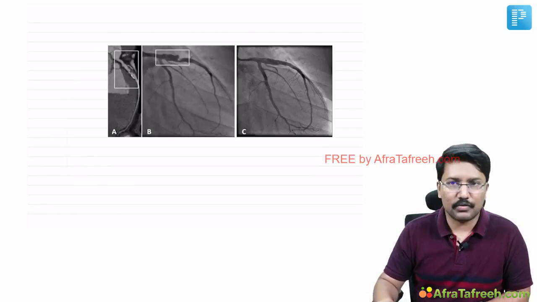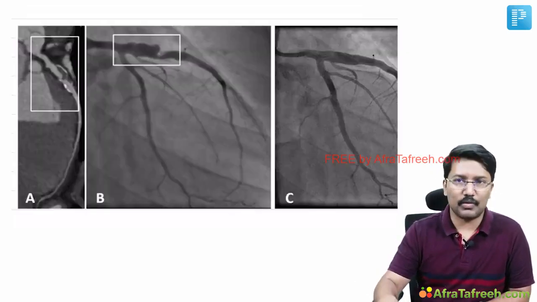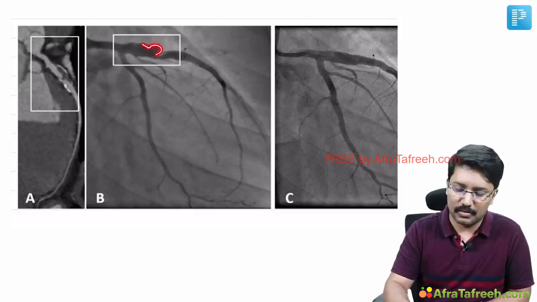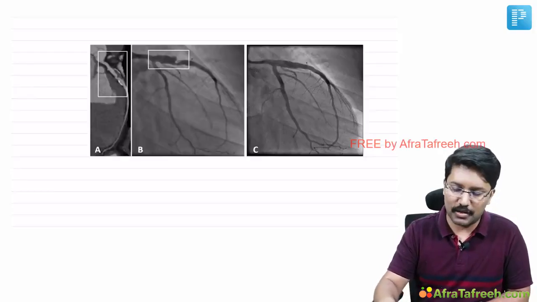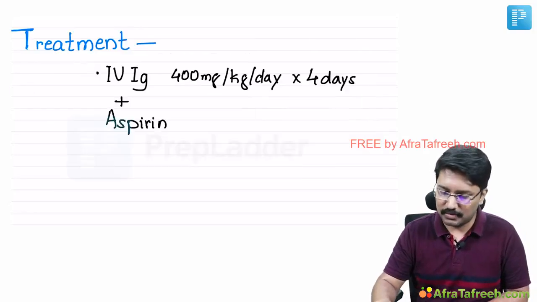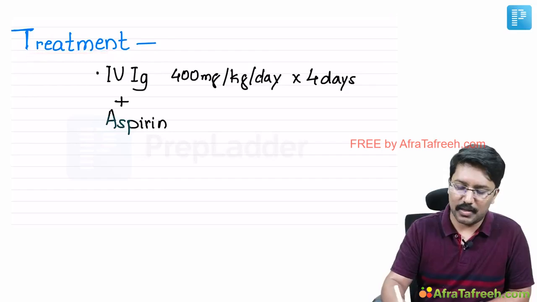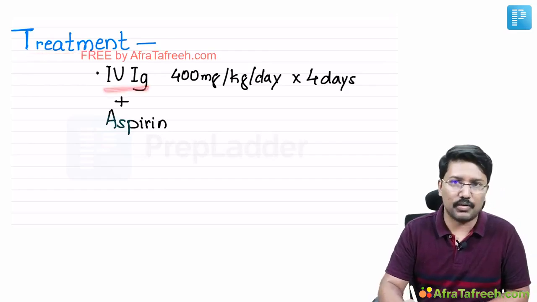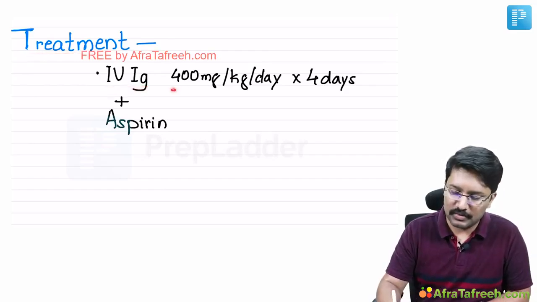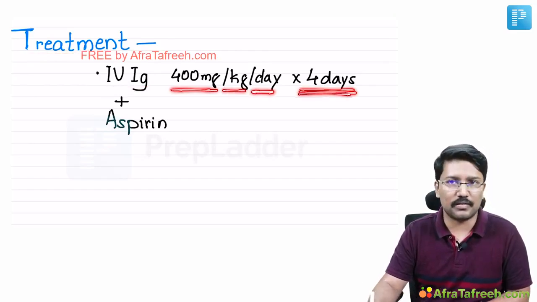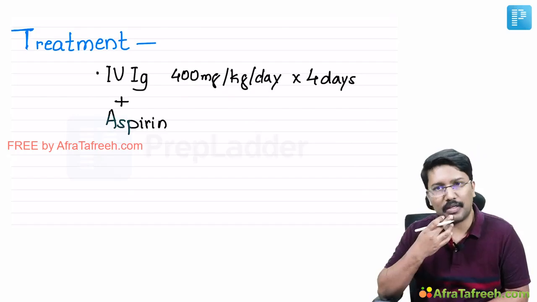Then very often we might have to subject the patients to a coronary angiogram because they are prone to develop aneurysms, like you can appreciate the aneurysm in this image, right? So coronary angiogram may be required in these patients. Coming to its treatment, the best way to treat patients with Kawasaki disease is mainly with IV immunoglobulins, right? IV immunoglobulins 400 milligrams per kg per day, usually for 4 continuous days. That is the regimen for the immunoglobulins.